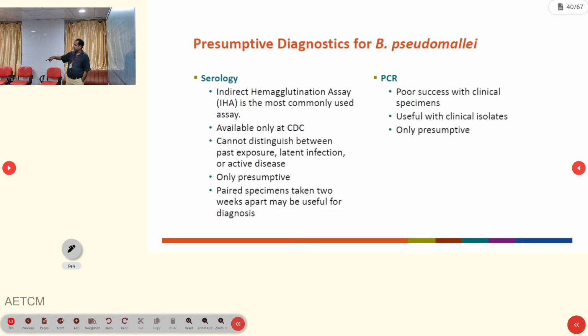Because we had a case where a lymph node was aspirated from a diabetic patient from endocrinology, Dr. Praveen's patient, and we reported Burkholderia cepacia from my lab. We gave it. That's long back, 5-6 years ago.